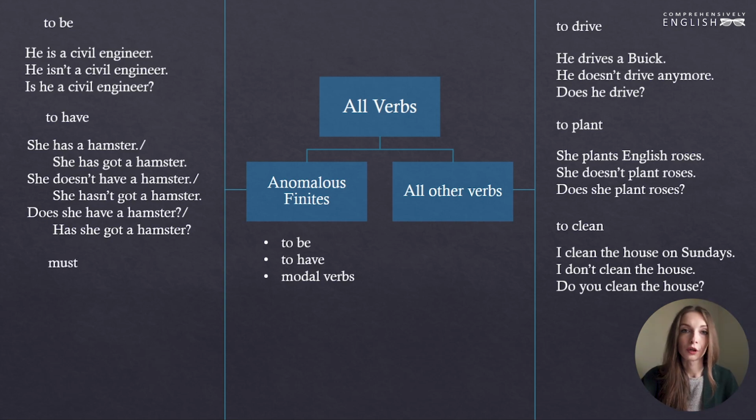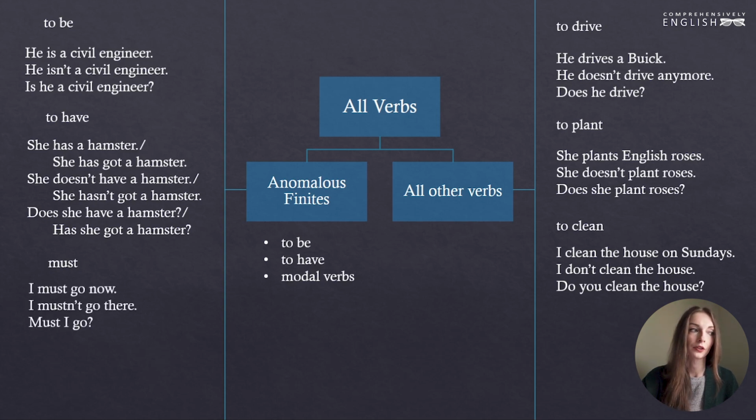Let's take a modal verb, must. I must go now. I mustn't go there. Must I go? As we have already discussed the 9 modal verbs of the English language, if you need to refresh your knowledge on the modal verbs, please go to the description of this video. There you will find lots of links to different modal verbs, because I have already talked about all of them on this channel. So what do we have here?